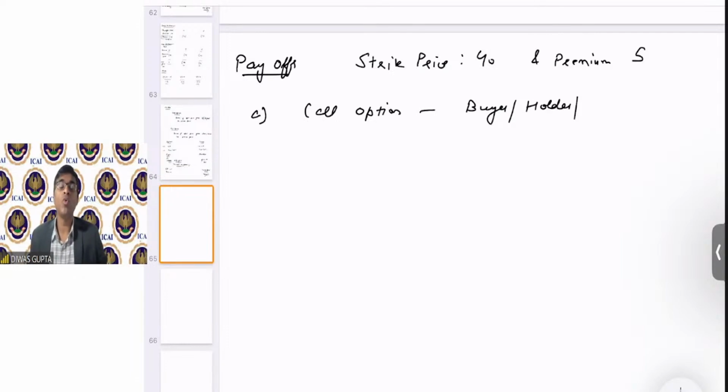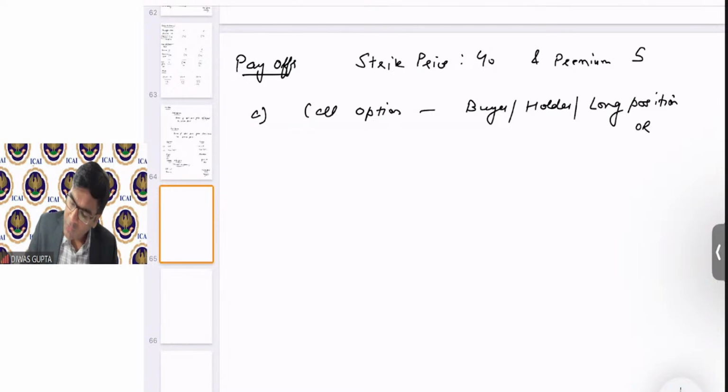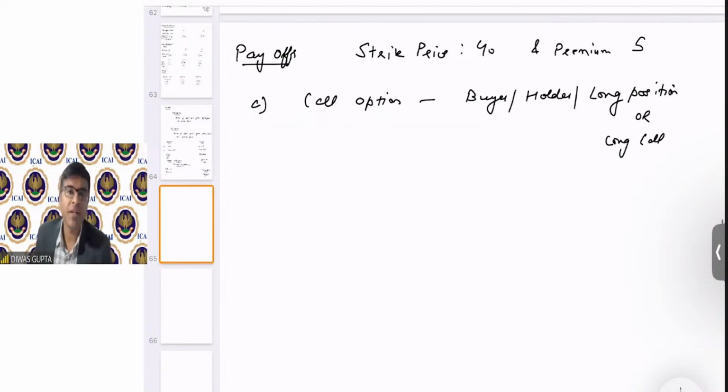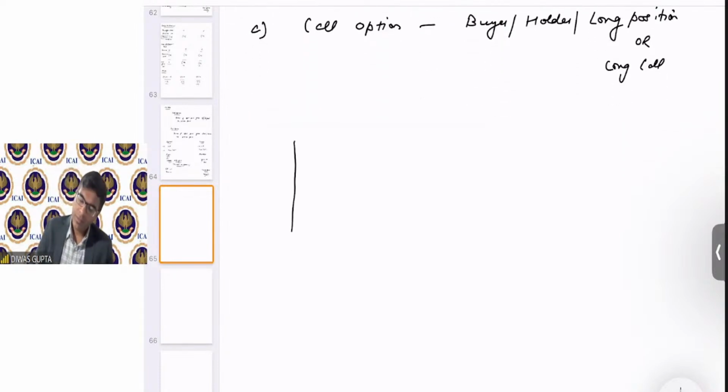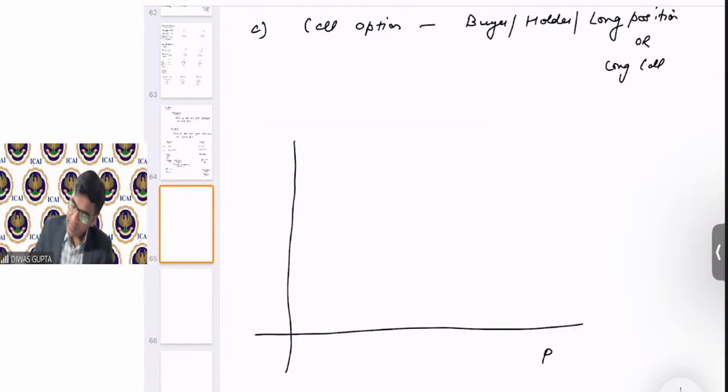Can we say who is the buyer or holder of the call option? He is taking a long position in call, or I can say long call, correct? Long call means this person has purchased the call option. So with this, you assume here this is the price of share, and this is the payoffs.